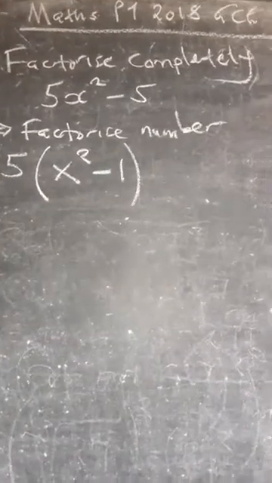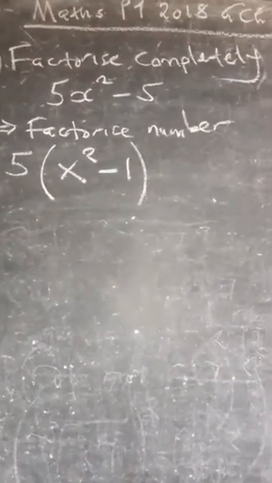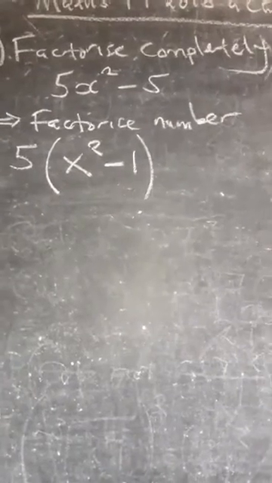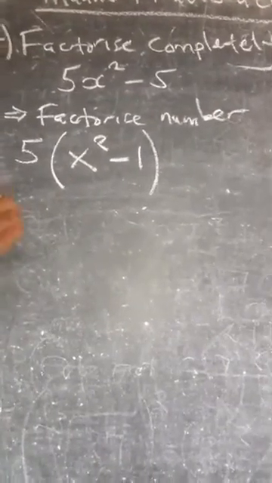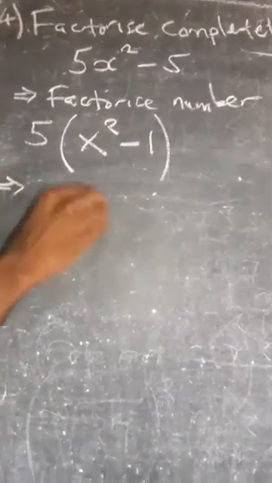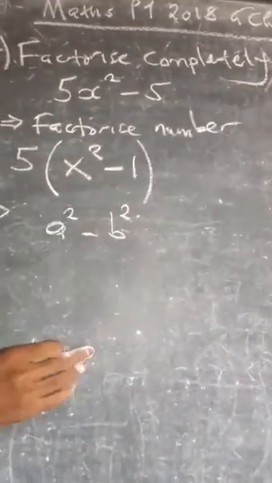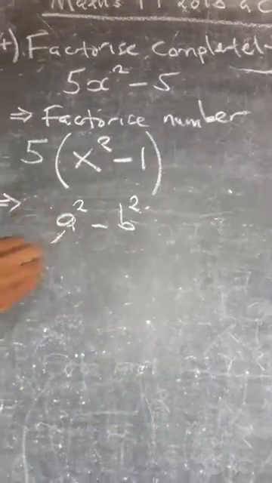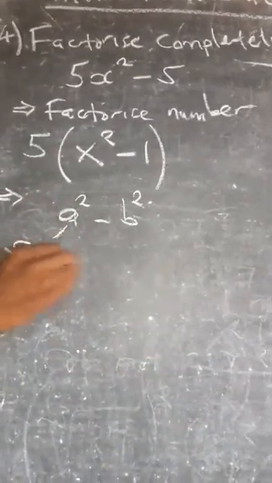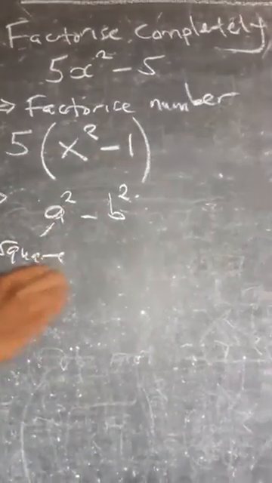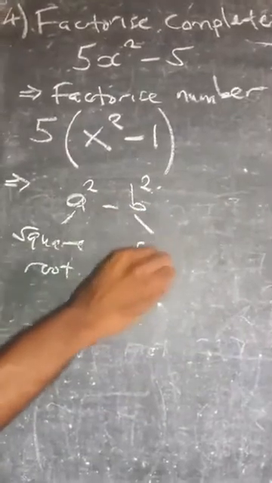So when do you have a difference of 2 squares? It happens if a minus b squared, a must have a square root, just like b must have a square root.